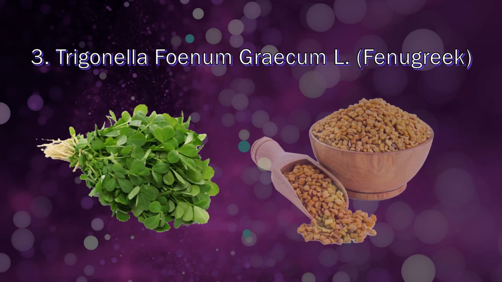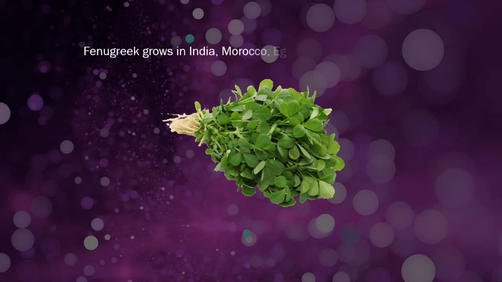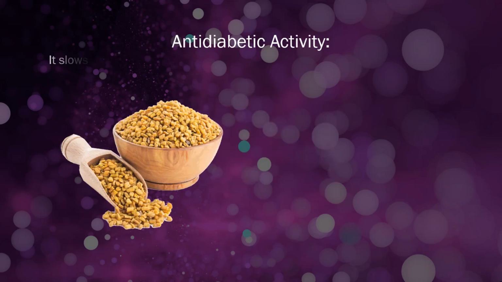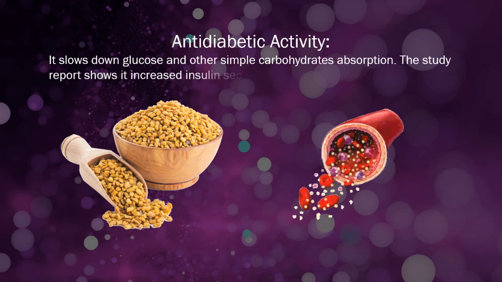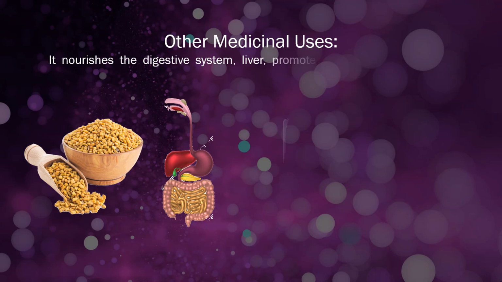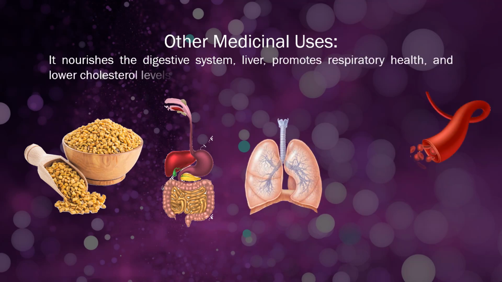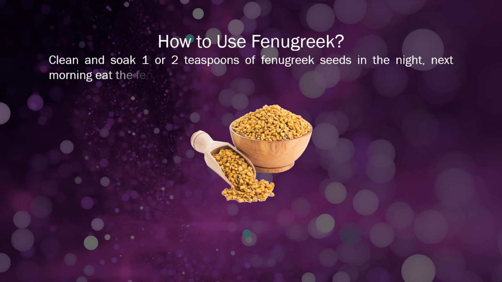3. Trigonella foenum-graecum L., fenugreek. Fenugreek grows in India, Morocco, Egypt, Ethiopia, and Turkey. Anti-diabetic activity: it slows down glucose and other simple carbohydrate absorption. The study report shows it increases insulin secretion and peripheral glucose uptake. Other medicinal uses: it nourishes the digestive system and liver, promotes respiratory health, and lowers cholesterol levels. How to use fenugreek: clean and soak 1 or 2 teaspoons of fenugreek seeds in the night.